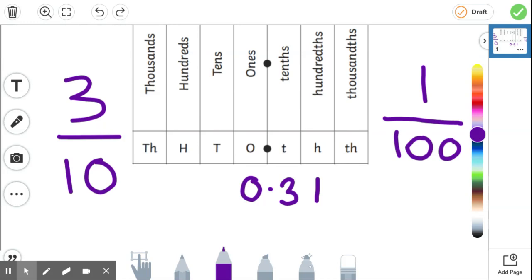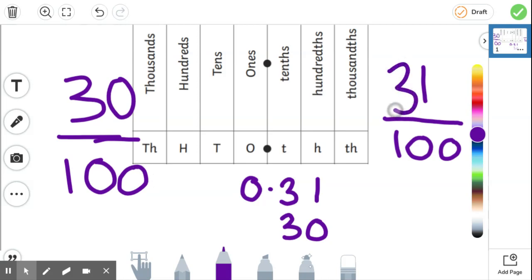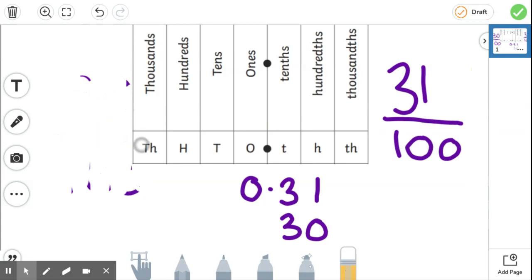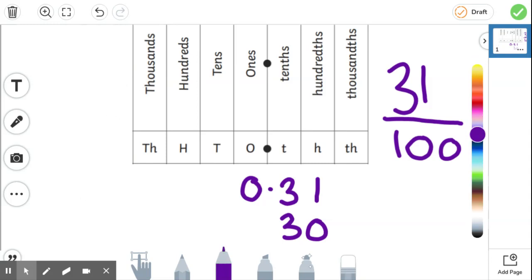Now, to put them together, we can think of our 3 being a 30. And if we make that a 30, then we've now got 30 out of 100. So now if we add those together, we've got 30 plus 1 is 31 hundredths. So we've got 31 out of 100. So what you need to remember is if we've got 2 numbers after the decimal, we've got 2 decimal places, then we want to put out of 100. So we have 31 hundredths.